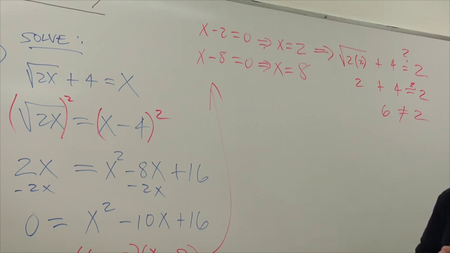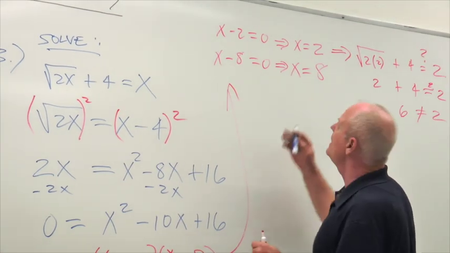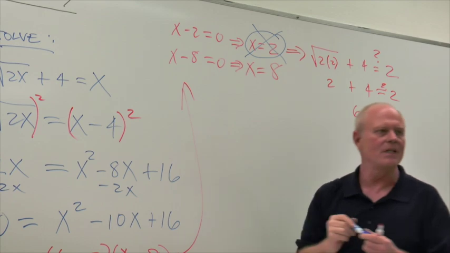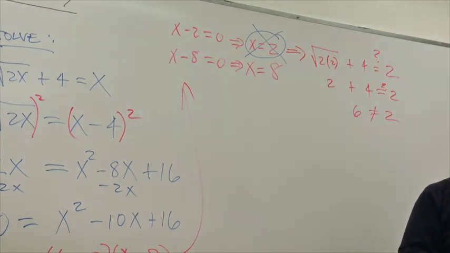What do we have to do with the answer 2? Yes, that's an extraneous solution. We have to get rid of it. We cannot keep it. Right? Make sense? Even though we got it algebraically, it does not solve the original equation.